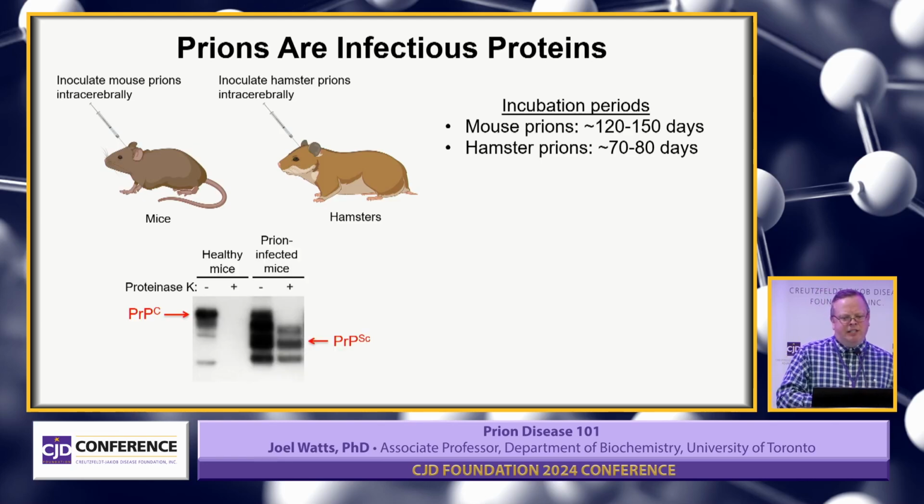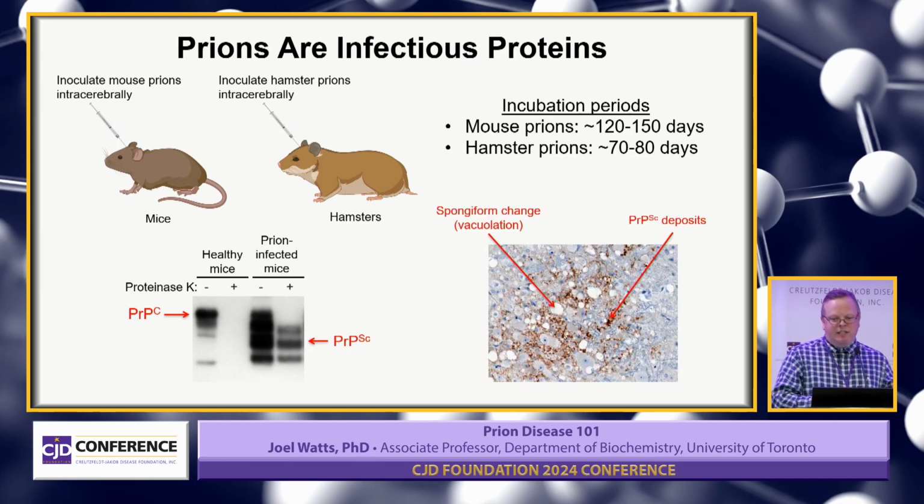And if you take the brains of mice, either healthy mice or prion-infected mice, and you apply this proteinase K digestion assay that I talked about. In healthy mice, this black signal you see on the left here is PrPC. When you treat healthy mouse brains with proteinase K, all the PrPC goes away. When you treat prion-infected mice with proteinase K, a portion of the protein remains, and that's PrPSc.